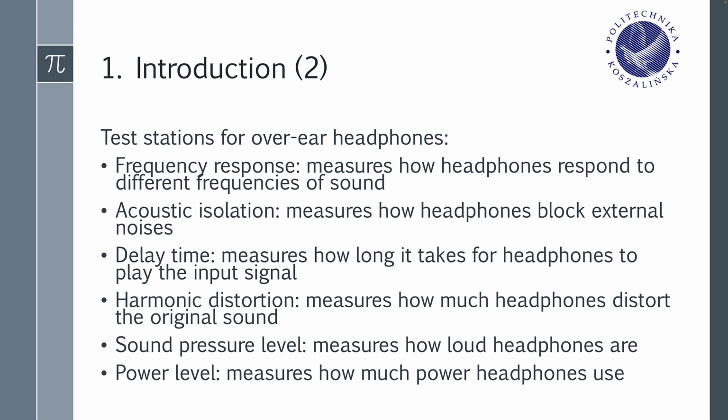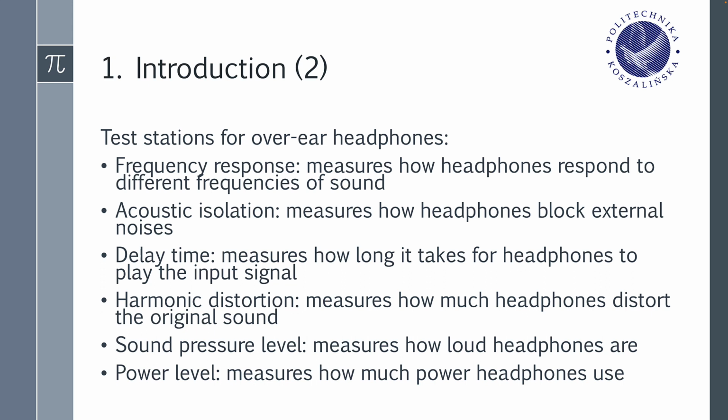2. Acoustic isolation test station for measuring the ability of headphones to isolate external sounds. Such a device consists of an artificial head, a phantom with internal and external microphones, a noise generator, and a computer with a suitable application. 3. The delay time measuring station is for measuring the delay time between input and output signals. Such a device usually consists of a signal generator, amplifier, microphones, and oscilloscope.